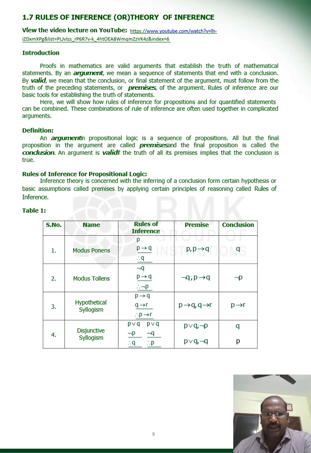For P and P implies Q, the two statements give two steps, and you can write Q. Negation Q, P implies Q means you write negation P. P implies Q and Q implies R, you can write P implies R. That is the hypothetical rule you have to apply here. P union Q, negation P, you can write Q. P union Q, negation Q, you can write P. That is called the disjunctive rule.